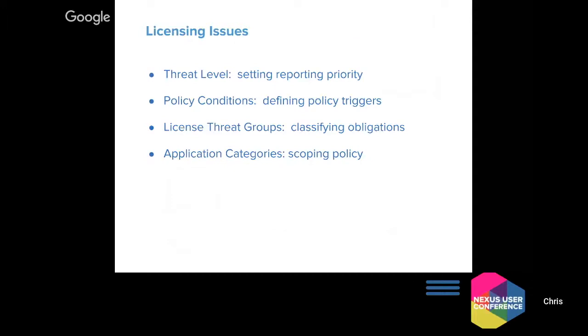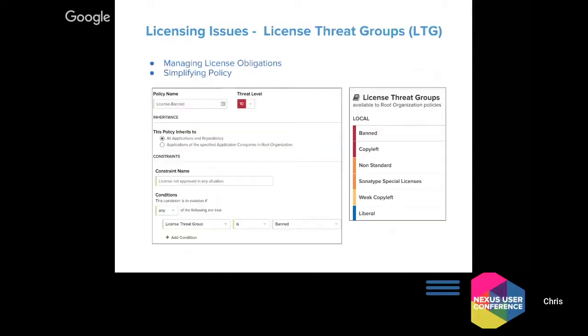So the reference policy for license builds upon the concepts that we've learned from the security policy, such as threat level and policy conditions, right? But it also is going to add 2 new concepts as well. I believe Jerry actually went over the license threat group a little bit, but we'll do that a little bit more. And we're also going to talk about application categories. So let's start with those license threat groups.